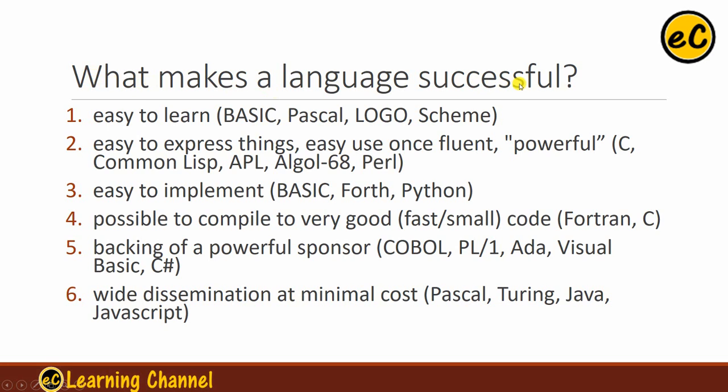What makes a language successful? Some languages are easy to learn, for example, BASIC and Pascal, and some languages are easy to express things and easy to use, for example, C, Common Lisp, and these different languages. Some languages are easy to implement, for example, BASIC, Forth, Python. It is easy for you to implement a certain idea using this language. And some languages are very close to the machine code, so they are easy to compile, fast, and produce small code.